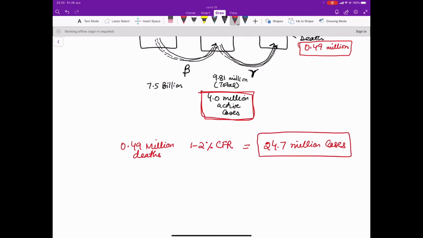We know that at the moment the reported cases are 9.81 million, while the actual number of cases from the case fatality rate is around 24.7 million. So if you subtract 9.81 from 24.7, you are left with probably 14. So 14 million cases globally have been undetected, simply because either the people were asymptomatic or mildly symptomatic, or simply the system was not robust enough to test them.